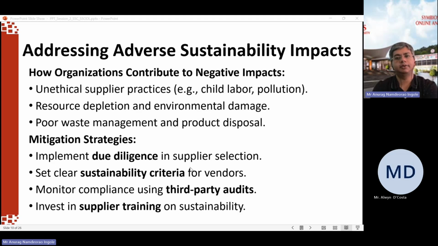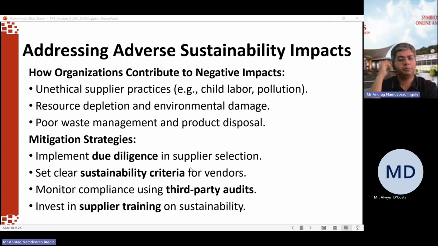Now, how do we address sustainability impact? How can organizations contribute to negative impacts of the supply chain? Unethical supplier practice, as we earlier saw, which was a risk, resource depletion, environmental damage, poor waste management, and product disposal.